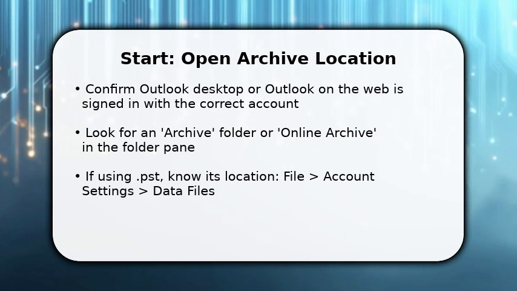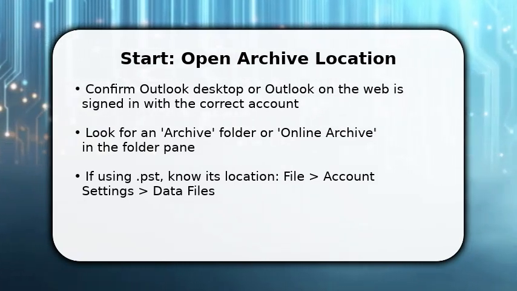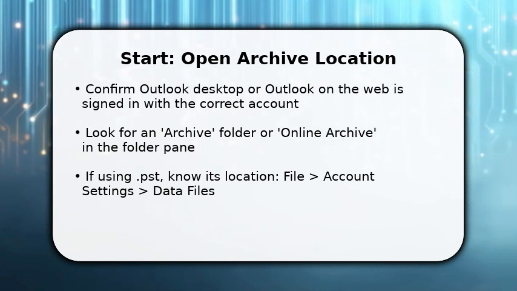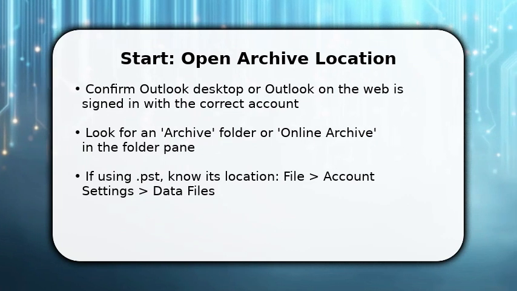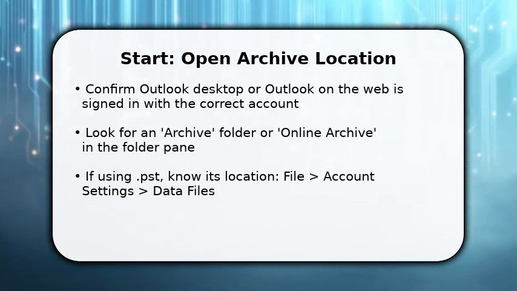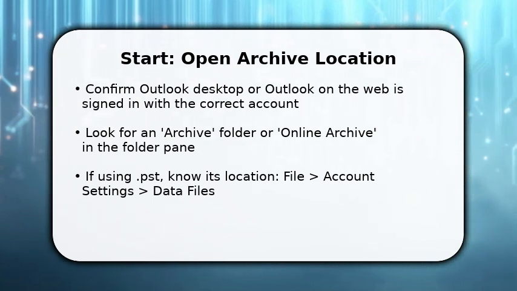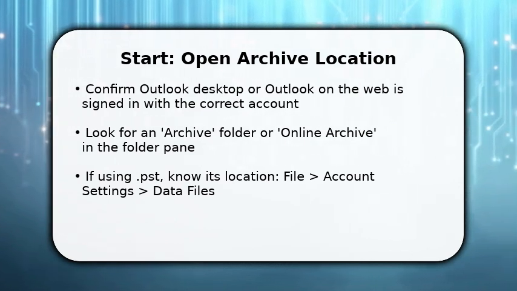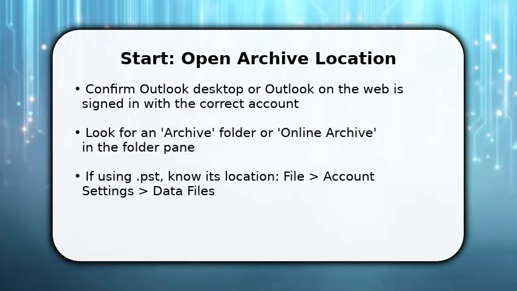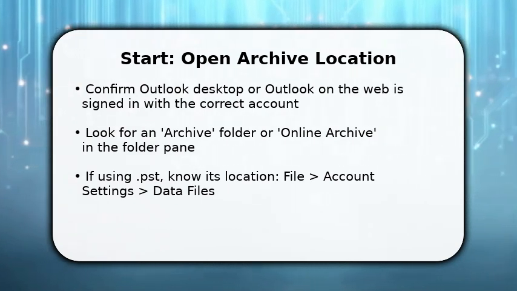You'll begin by showing Outlook where to look. First, make sure you're signed into the mailbox that holds archived mail. Once done, glance at the folder pane for an archive or online archive entry. That's the immediate target. If you don't see it, check File, Account Settings, Data Files for a local PST path and confirm Outlook has that file attached. This gets the archive visible so you can search and retrieve messages, no more guessing where old mail lives.